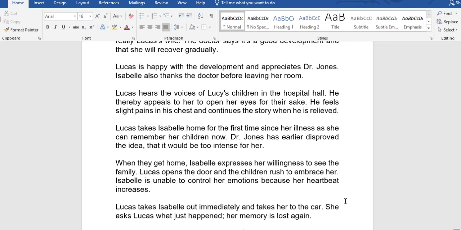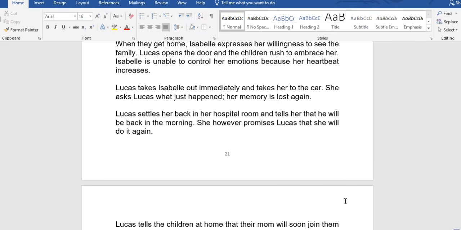Lucas takes Isabel home for the first time since her illness, as she can remember her children now. Dr. Jones has earlier disproved the idea that it will be too intense for her. When they get home, Isabel expresses her willingness to see the family. Lucas opens the door and the children rush to embrace her. Isabel is unable to control her emotions because her heartbeat increases.